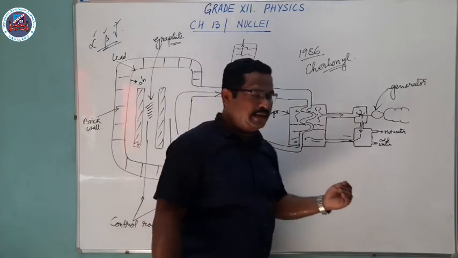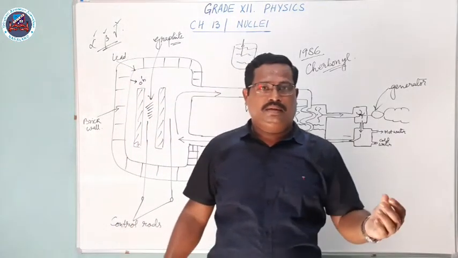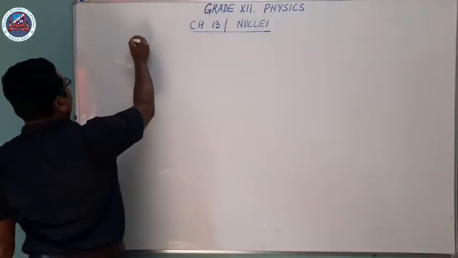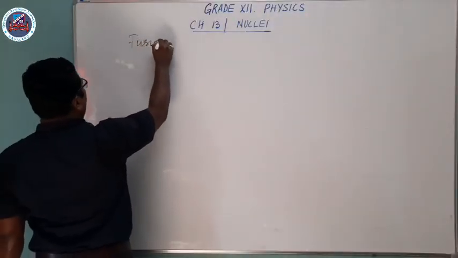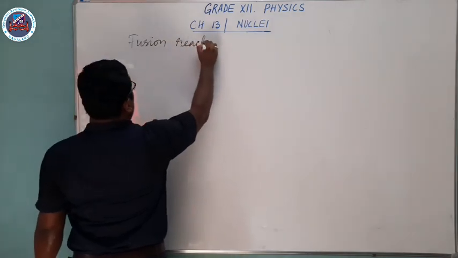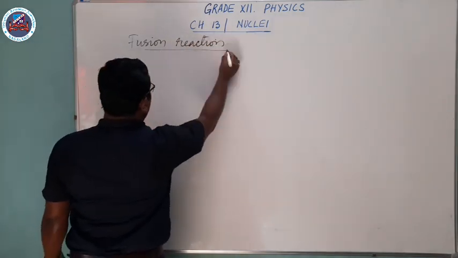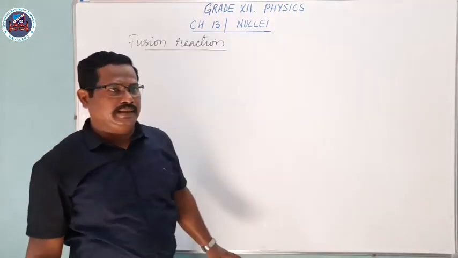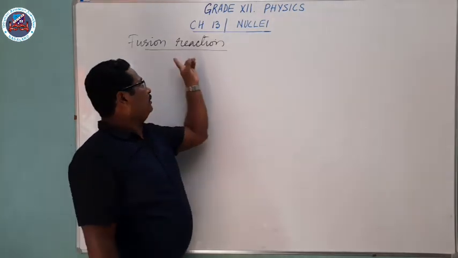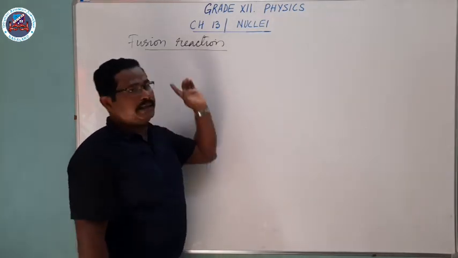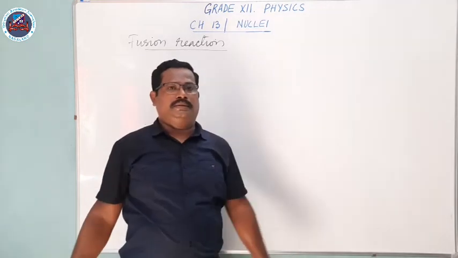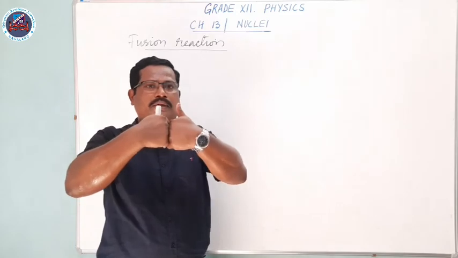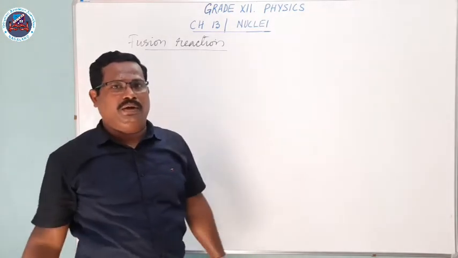Now, the next thing that you have to know is about your fusion reaction. It is that type of reaction in which lighter nuclei combine together to form a heavy nucleus, as I have said already. And to undergo this fusion reaction, a large amount of heat energy is required. Then only will the nuclei undergo collision and the reaction occur.